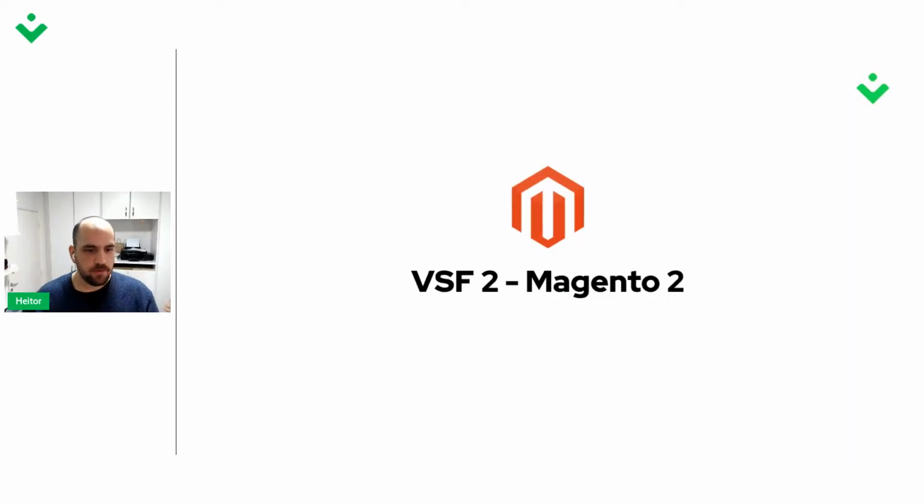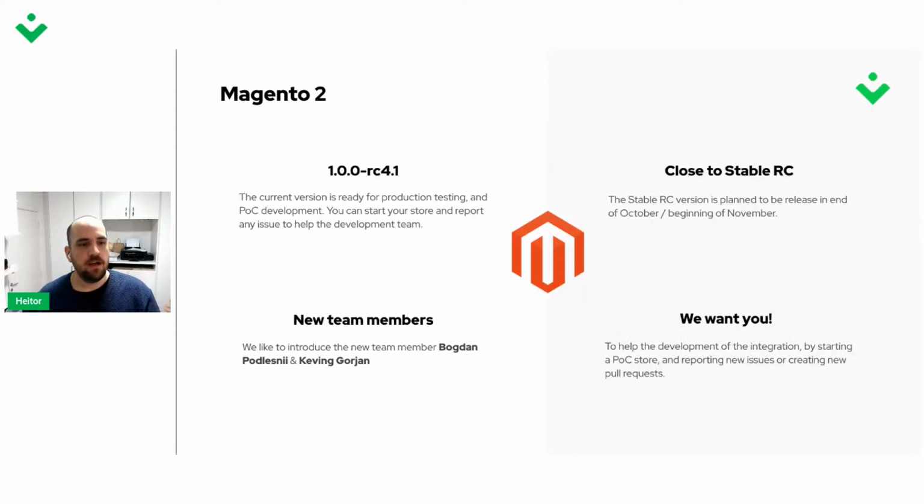So let's talk about the open source and the Magento 2 development. Everyone wants to talk about Magento 2. So right now we have the Magento 2 RC 4.1, and it's currently production ready for testing and POC development. Right now you can start using it for developing a store and report any issues to the development team. So it's good. You can start the development. You can see it in action. You can get it running without any problem.